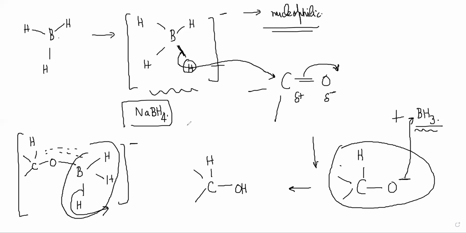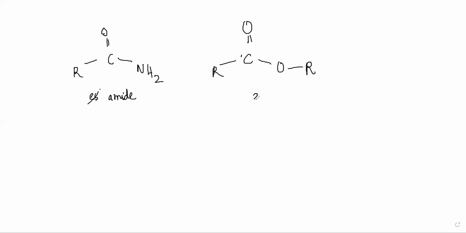So there are other compounds that have a carbonyl group, right? For example, RCONH2 is an amide, and RC double bond OR is an ester. These are less reactive than aldehydes or ketones, and sodium borohydride does not react with them. So if a molecule contains both an aldehyde and an ester, only the aldehyde part will be reduced.